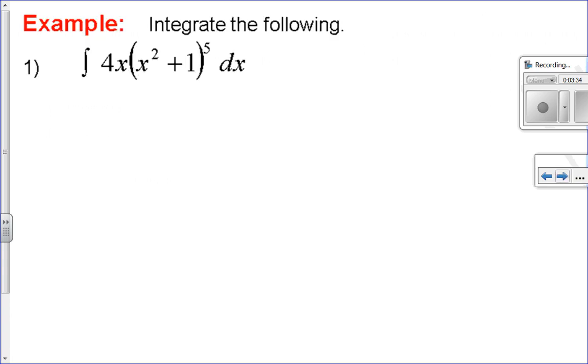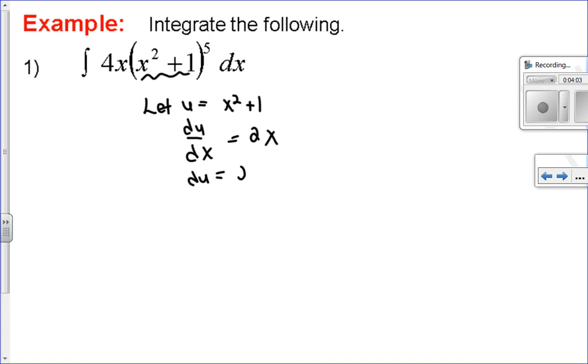So let's try an example. I've got the integral of 4x times x squared plus 1 to the exponent of 5. Look for your inside function, and this would be my inside function. So I'm going to let u equal x squared plus 1. The next thing I'm going to do is take the derivative of u with respect to x, and that's just 2x. So I'm going to solve for dx. Multiply both sides by dx and divide both sides by 2x.